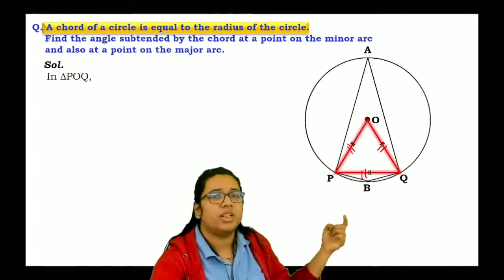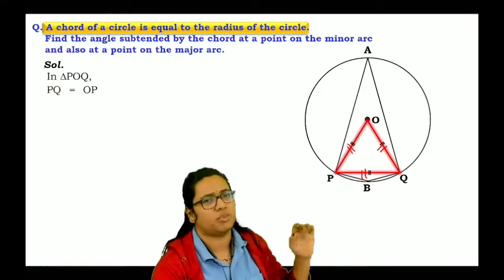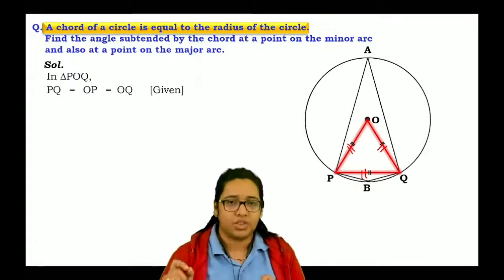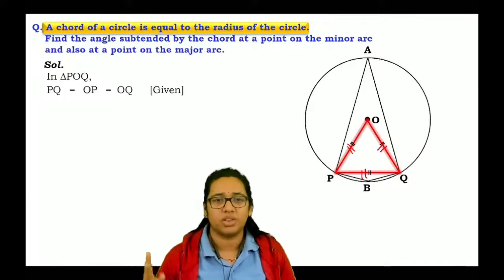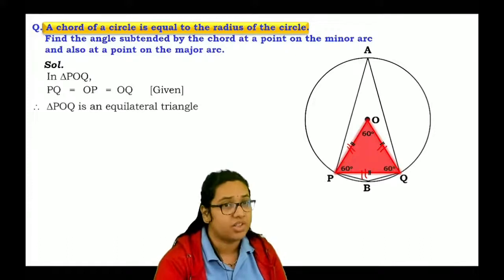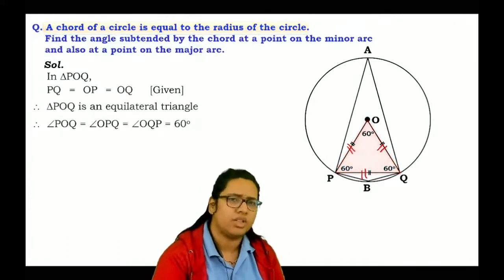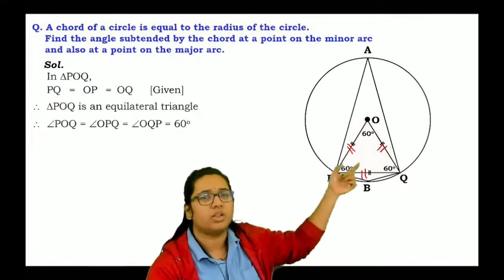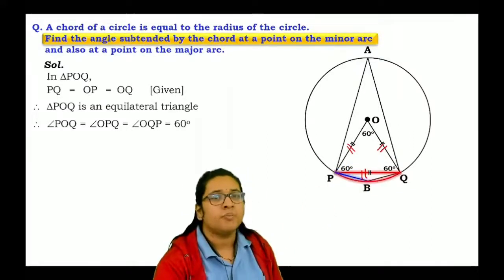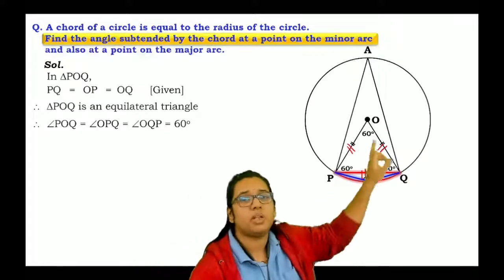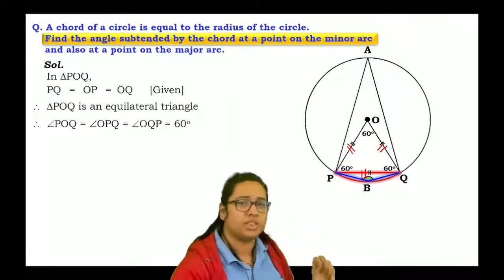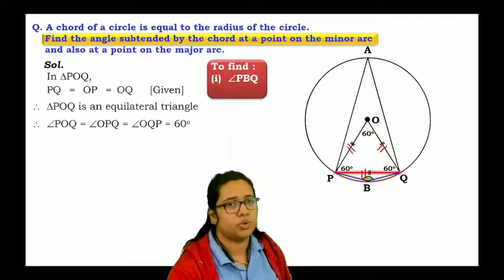So in the triangle OPQ, PQ is the same as OP is the same as OQ. What do you call this? A triangle having all three sides of the same length. It means this will be your equilateral triangle. If it is an equilateral triangle, then we know that the measure of each angle will be 60 degrees. So what will you get then? Angle POQ will be 60 degrees. Measure of angle POQ will be 60.